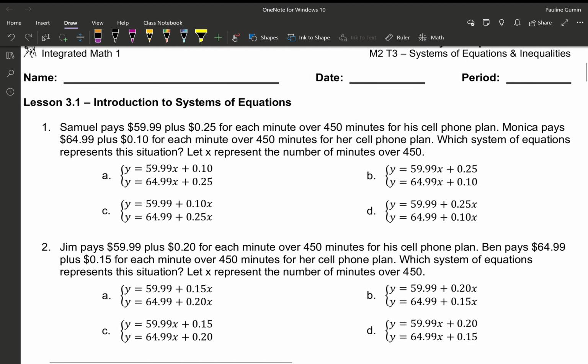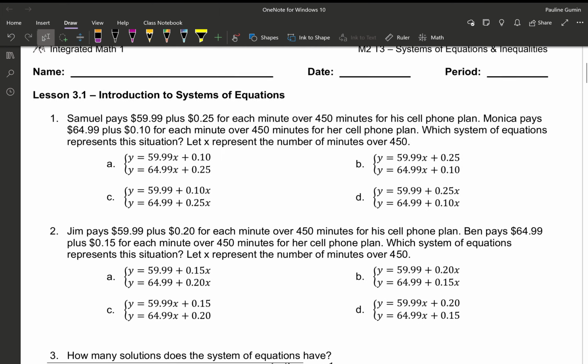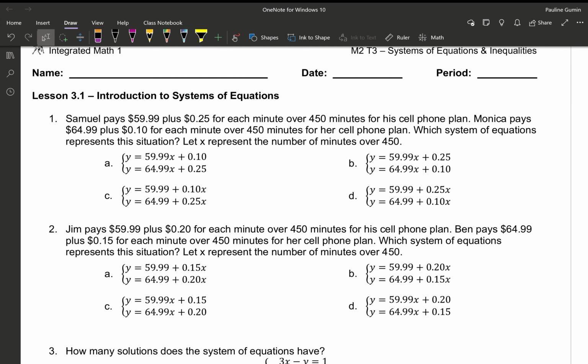Let's get started. Number 1. Samuel pays $59.99 plus 25 cents for each minute over 450 minutes for a cell phone plan. Monica pays $64.99 plus 10 cents for each minute over 450 minutes on her cell phone plan. Which system of equations represents the situation? Let X represent the number of minutes over 450.